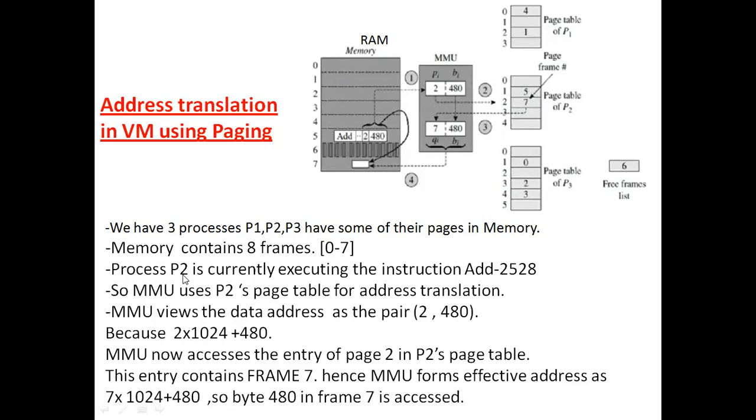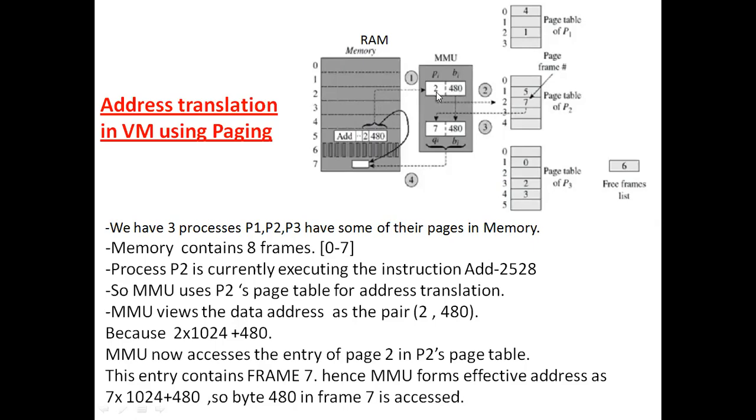So this process P2 is currently executing. The instruction address of it is 2480. So process P2 is currently in execution. Hence this 2 will always indicate the page number, and the offset is 480. So we can access the particular page 2, and in that page 2, the offset is 480.